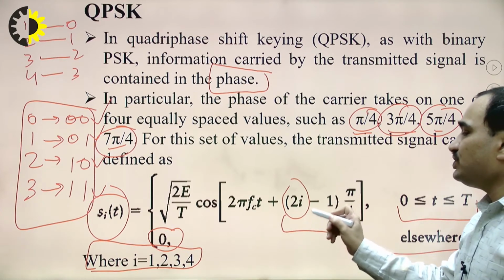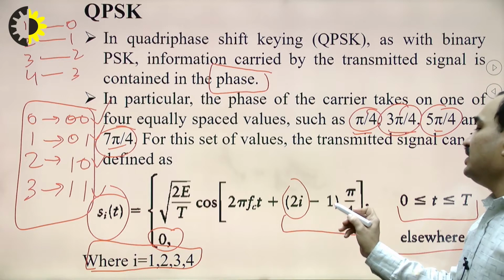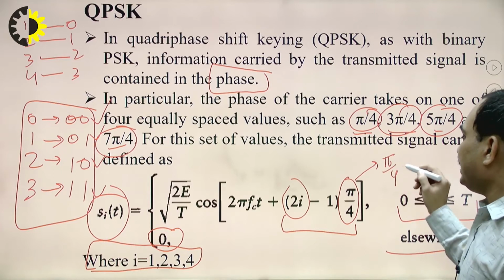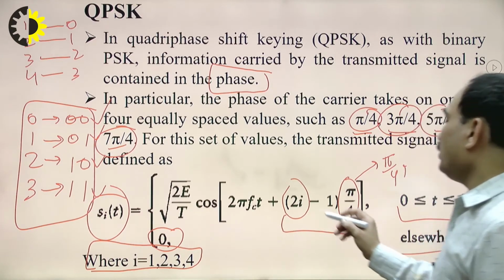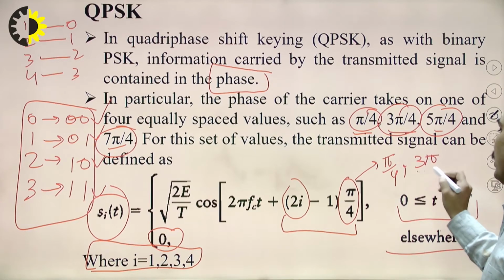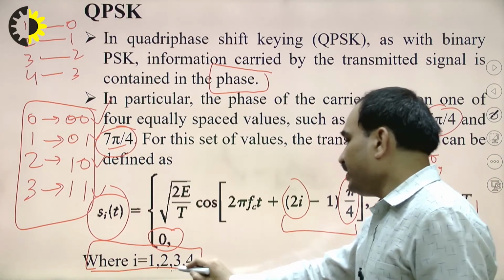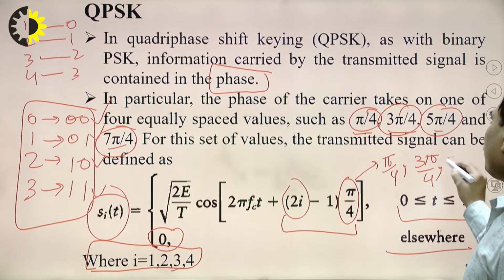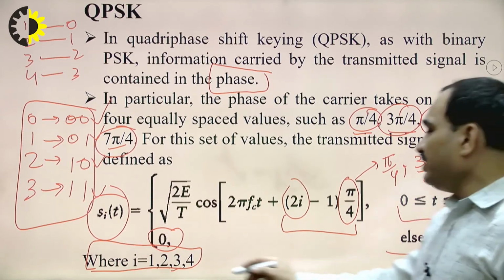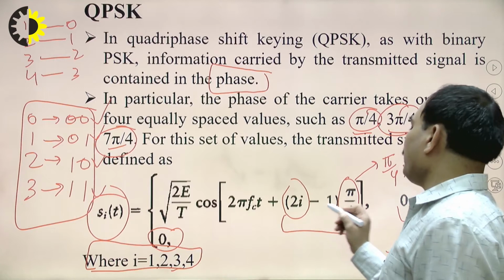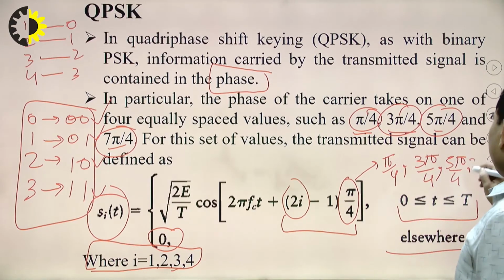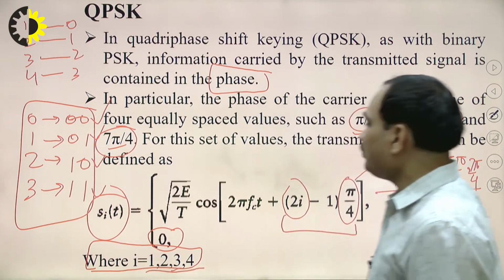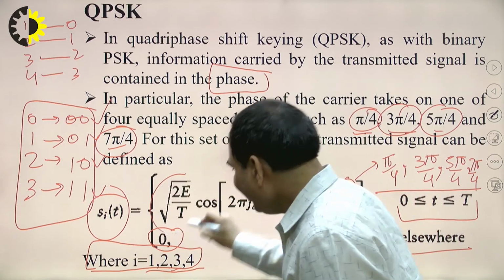If you put i equals 1, it will be 2 minus 1, which is 1, so pi by 4. The first phase will be pi by 4. Next, if you put i equals 2, it will be 4 minus 1, that is 3 pi by 4. For the third phase, i equals 3 gives 2 into 3, that is 6, minus 1, that is 5 pi by 4. Similarly, if you put 4, 2 into 4 is 8, 8 minus 1 is 7, so 7 pi by 4. So there are four different phases for the integer values 1, 2, 3, 4 when substituting. Now how are we writing this amplitude?